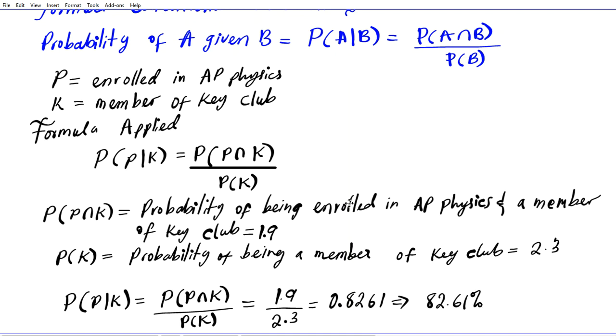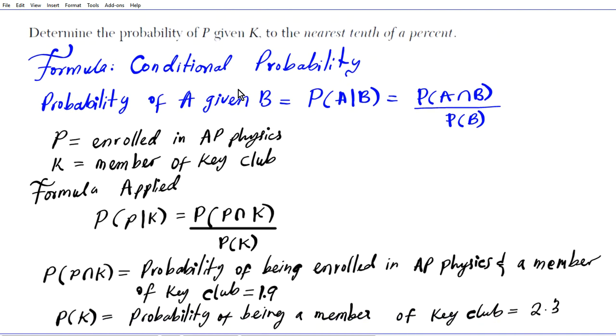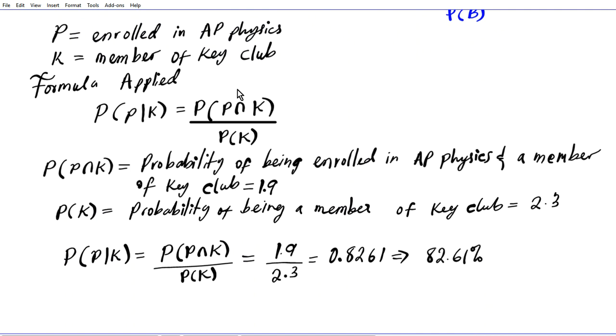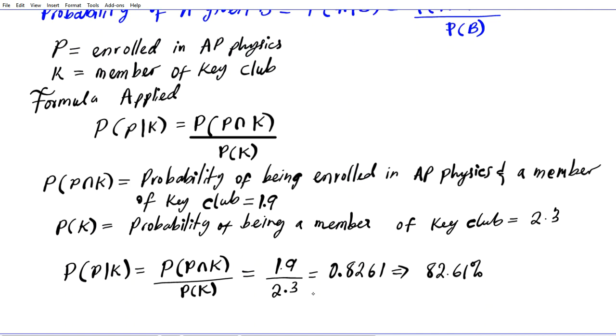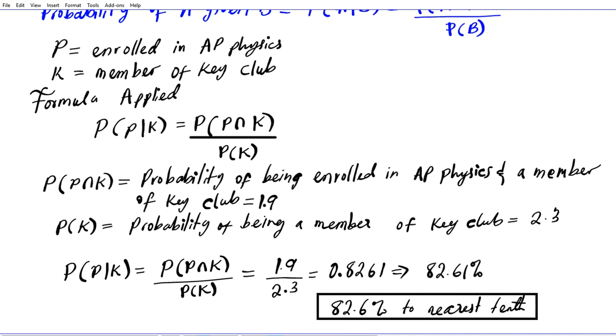Now, in percent, it's going to be 82.61%. We're asked to round to the, let's see, what we're asked to round to. Round to the nearest tenth of a percent. So this is going to be 82.6% to the nearest tenth of a percent. Alright, so there goes the answer to the first part of question number 35.